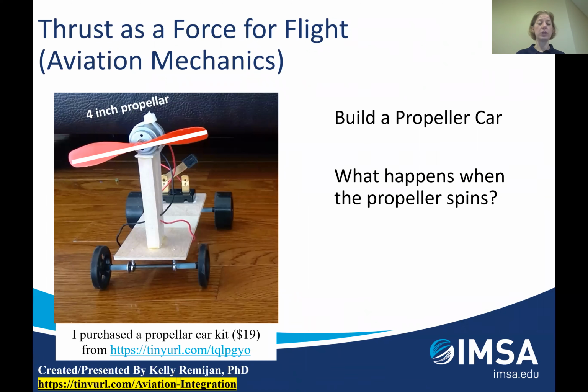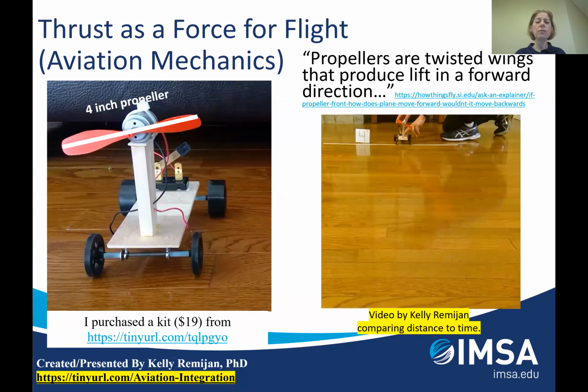Now, in terms of thrust, which helps move an aircraft forward, you could have students build a propeller car. I purchased a propeller kit at the link that you'll see here, and I built this car that you see. This was a 4-inch propeller, and the propeller measurement has to do with the diameter of that propeller. You could build this car and ask your students, what happens when the propeller spins? You can then have students conduct an experiment. You could also talk about distance, rate, and time within that experiment.